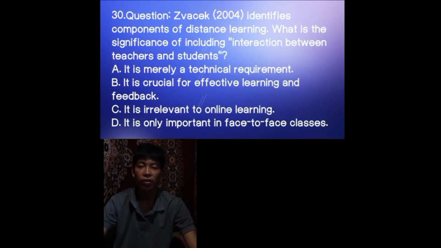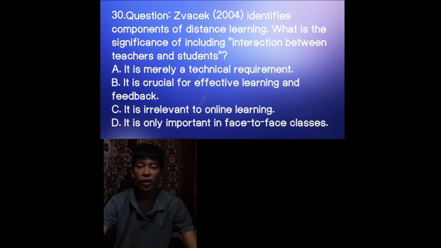Number 30 question. CA-2 2004 identifies components of distance learning. What is the significance of including interaction between teachers and students? A. It is merely a technical requirement. Letter B. It is crucial for effective learning and feedback. Letter C. It is irrelevant to online learning.